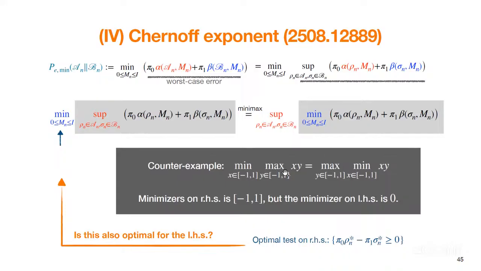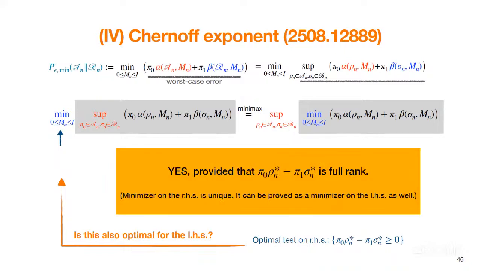If we minimize this simple function x times y, you will see that the minimizer on the right-hand side can be anything between -1 and 1. But the minimizer on the left-hand side is uniquely 1. So solving the minimizer on the right-hand side does not directly give you the minimizer on the left-hand side. This is a counterexample. So constructing the minimizer on the left-hand side is a non-trivial task.